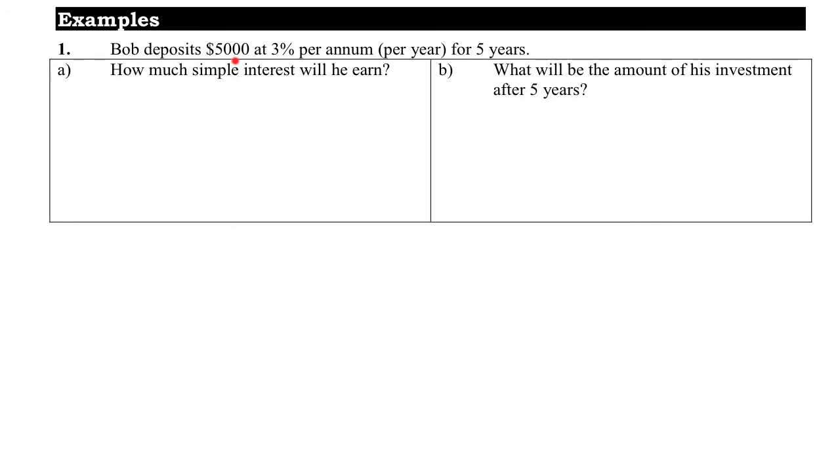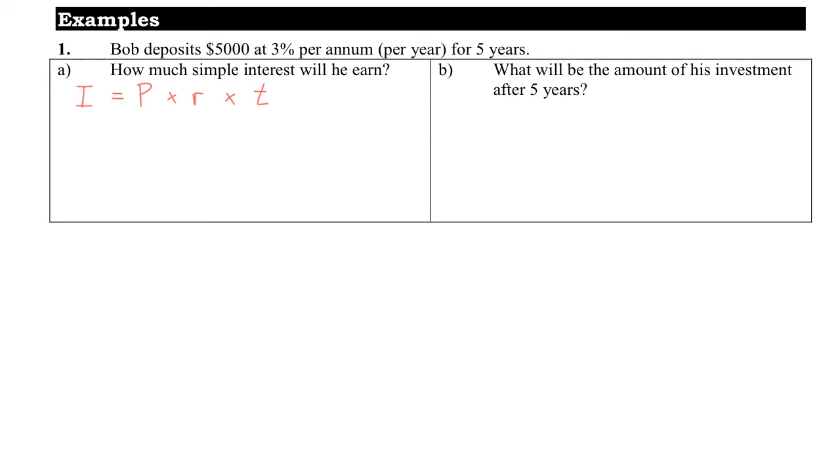Bob deposits $5,000 at 3% per annum. That just means per year. That's just the way banks word it. Per annum means per year. So Bob deposits $5,000 at 3% per annum for 5 years. How much simple interest will he earn? Well, I'm asked for the amount of simple interest. That's I. So I'm going to use the formula I equals P times R times T.